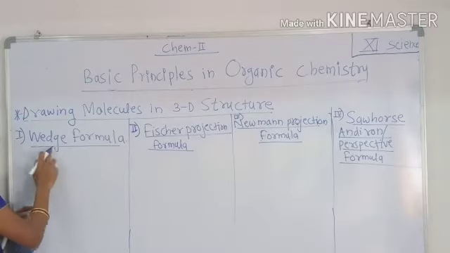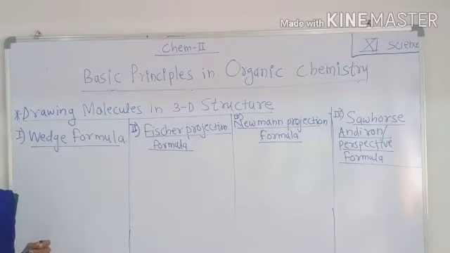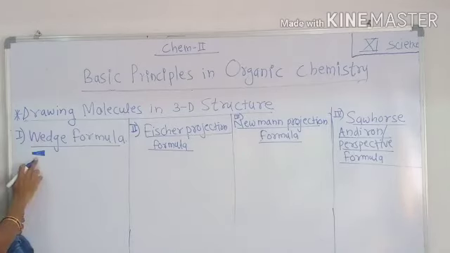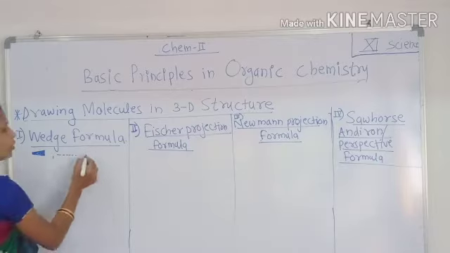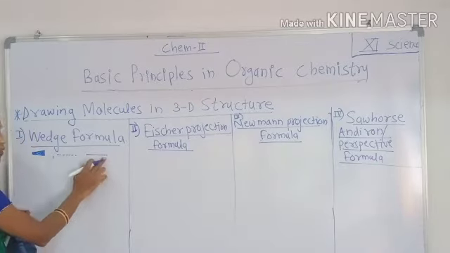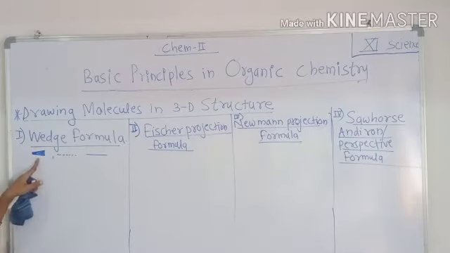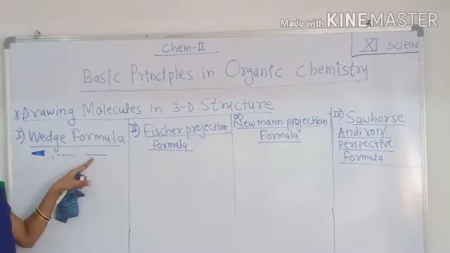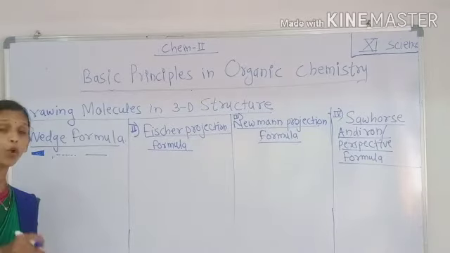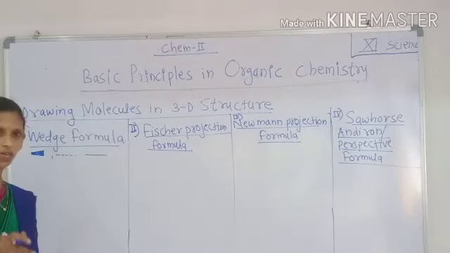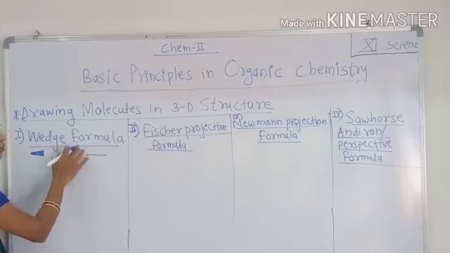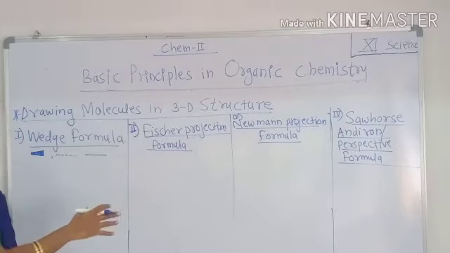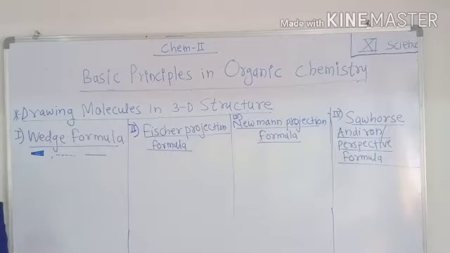That is, in wedge formula, the 3D structure is represented by using solid wedge, dashed wedge, or normal line, that is normal wedge. These three types of solid wedge, dashed wedge and normal wedge are used to represent the bonds present in organic compounds. Then, taking one example of this, we have to write the wedge formula, Fischer projection formula, Newman projection formula and Sawhorse formula for the same molecule.